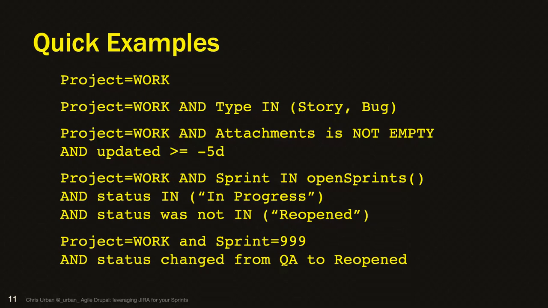Or show me all the tickets that were in a specific sprint and they were reopened from QA specifically. So I can say, okay, I have 50 tickets in sprint 999. Of those, 100 of them were reopened. Of those, 50 of those were reopened at QA. Now I can get into much more granular reporting that you do not get out of Jira out of the box, but you'd have to tally this manually. So that's where I get into the advanced part later.